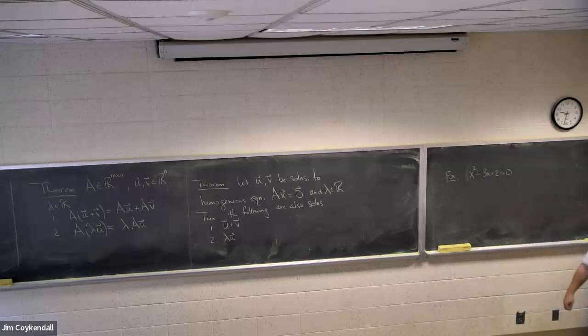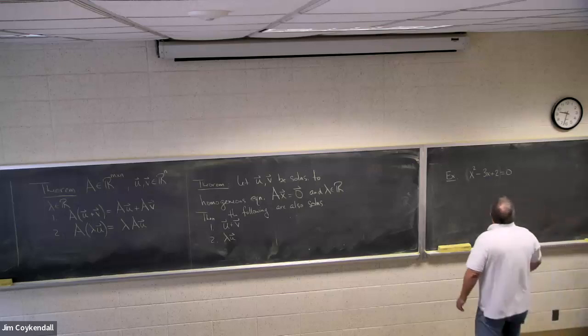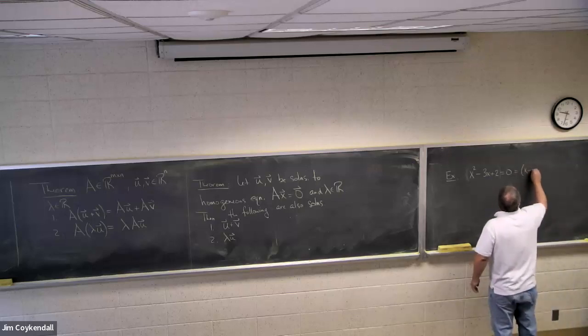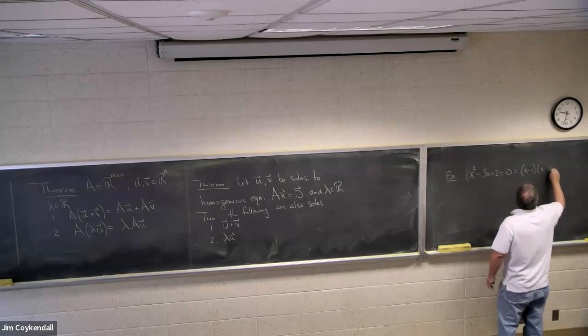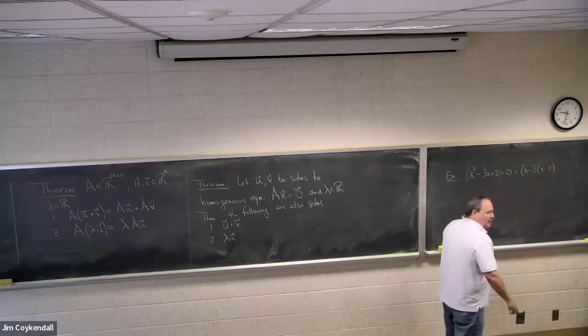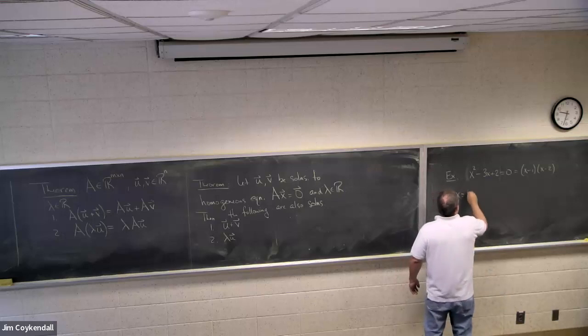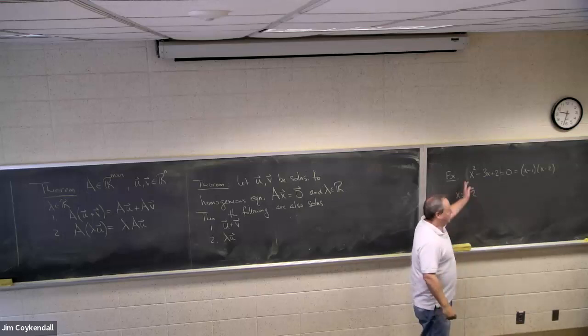This is certainly not a linear equation, right? Everybody see what the solutions to this one are? This factors like (x minus 1)(x minus 2), so the solutions are x equals 1 and 2. And you can plug them in and see.